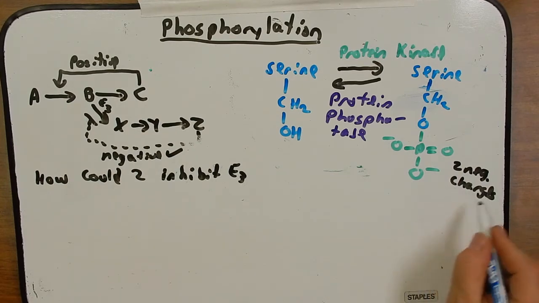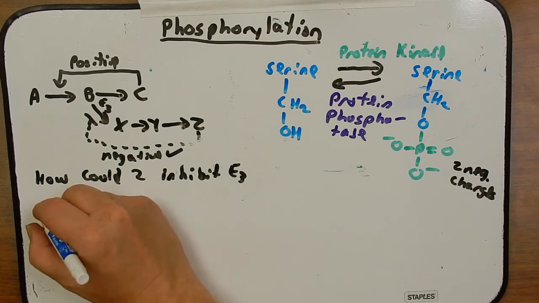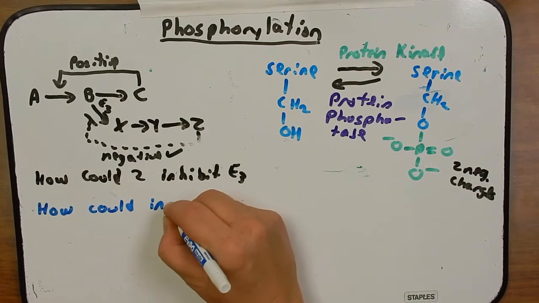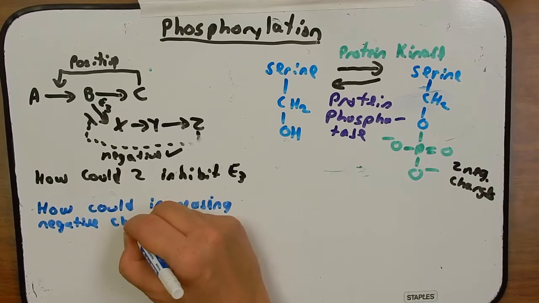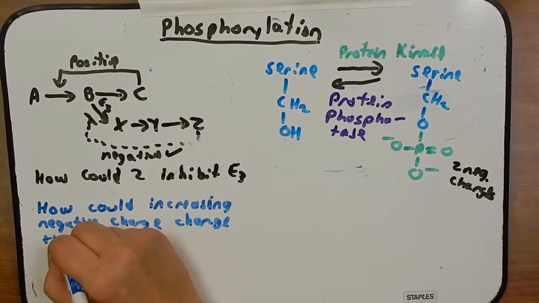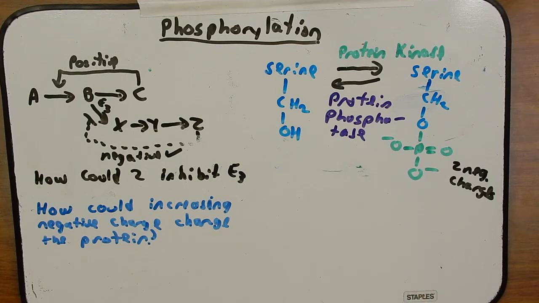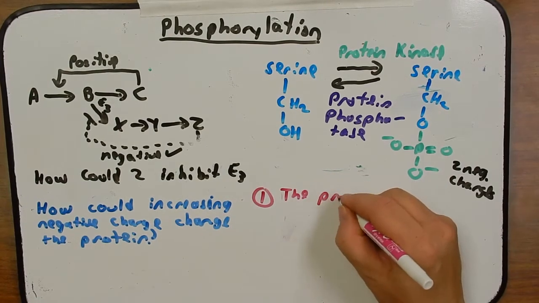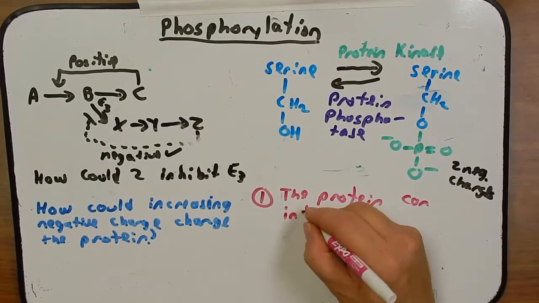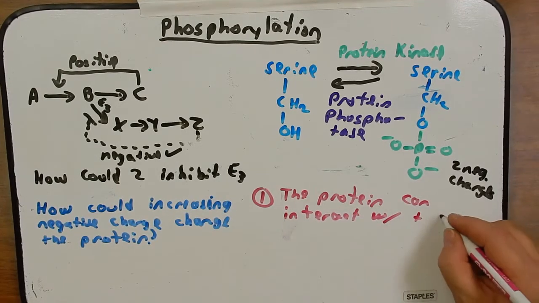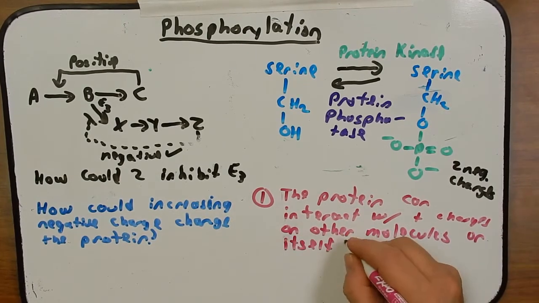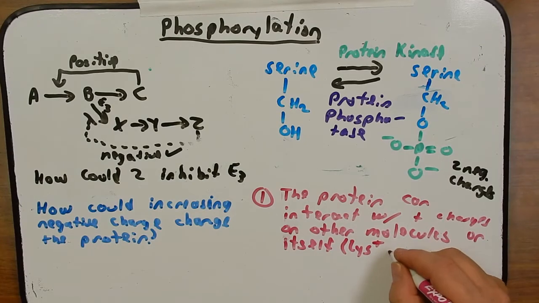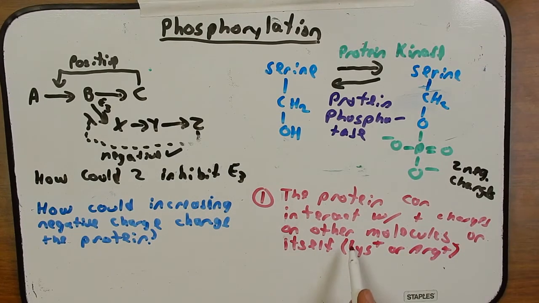Okay, I want to come back to these two negative charges here and ask the question of how could increasing the negative charge change the protein? Well, by adding these two negative charges, as I said before, you make it more polar, but now the protein can interact with positive charges on other molecules or itself. So for instance, it could interact now more easily with lysines or arginines. This could change the way the protein folds.